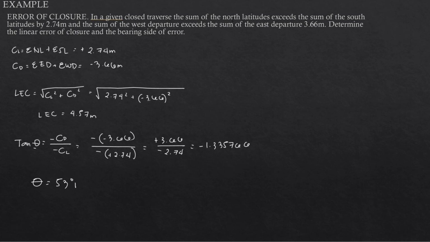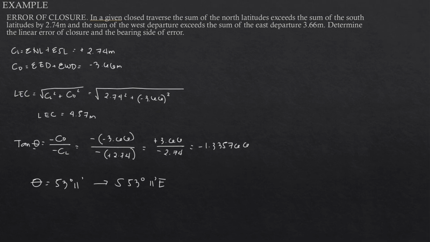So meron tayong theta is equal to 53 degrees 11 minutes. So ito na yung bearing of side of error. So meron tayong magiging south 53 degrees 11 minutes east. South siya kasi yung CL natin is naging negative, yung CD naman natin is positive. Kaya south 53 degrees 11 minutes east yung naging direction ng bearing natin.